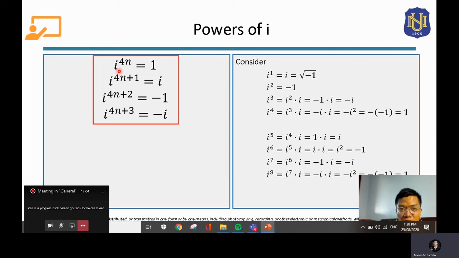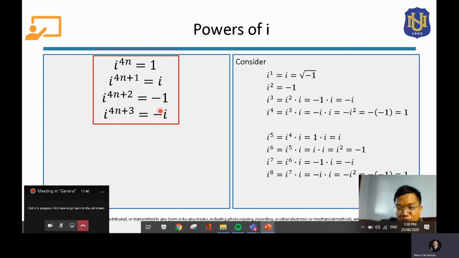Now for i raised to 4n + 1, let's say you have a power which, when you divide by 4, has a remainder of 1. That will be i. If you have a power of i which, when you divide that exponent by 4, gives you a remainder of 2, that will give you negative 1 as an equivalent. And for a power of i with an exponent that, when divided by 4, has a remainder of 3, the answer will be negative i.